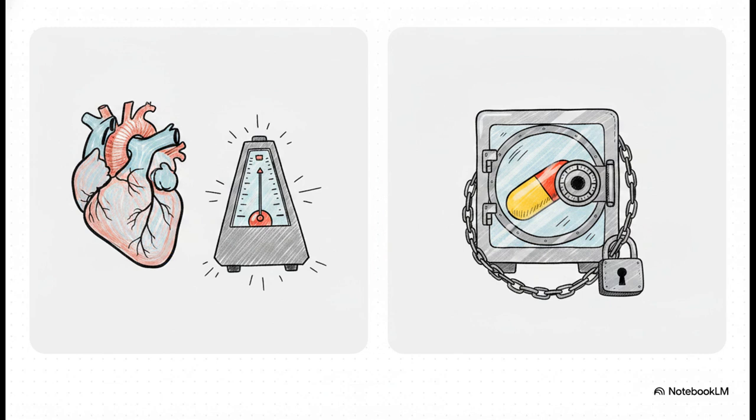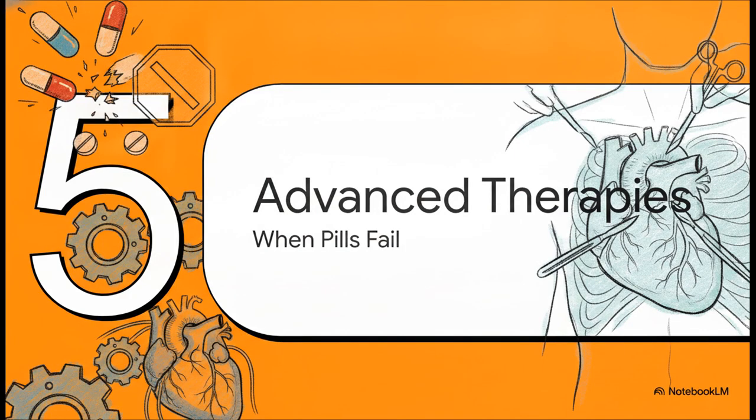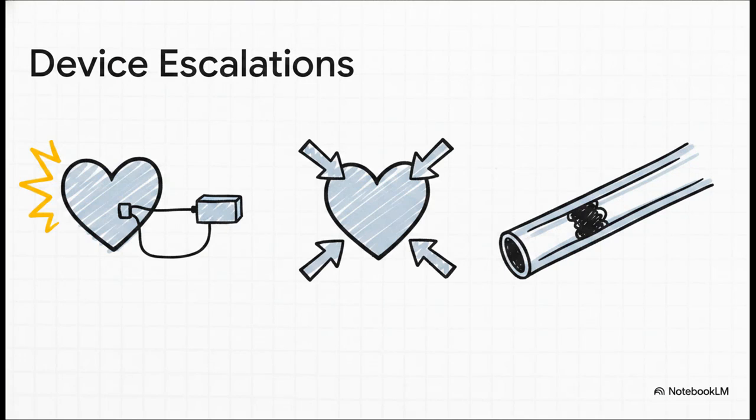Amiodarone, on the other hand, is a very potent antiarrhythmic that barely suppresses the heart's pumping strength. But it is held strictly in reserve for exhausting, highly symptomatic cases. You never, ever use it for prophylaxis. Finally, Step 5, advanced therapies. This is what we do when maximum medical therapy fails. When pills aren't enough, these device escalations physically and mechanically reinforce the heart.